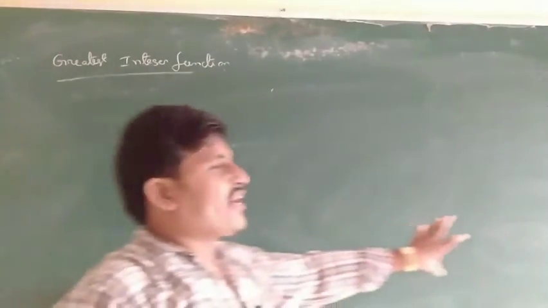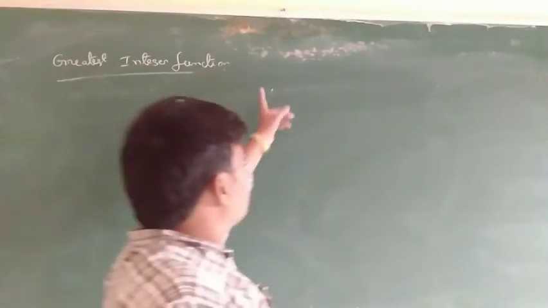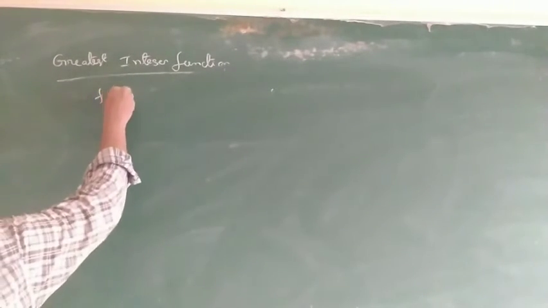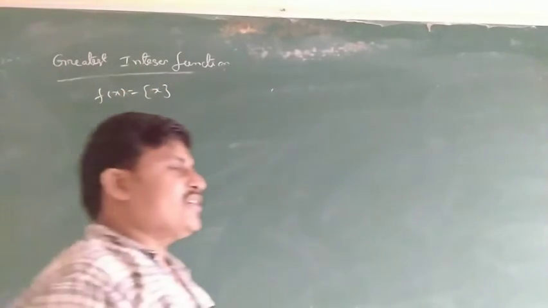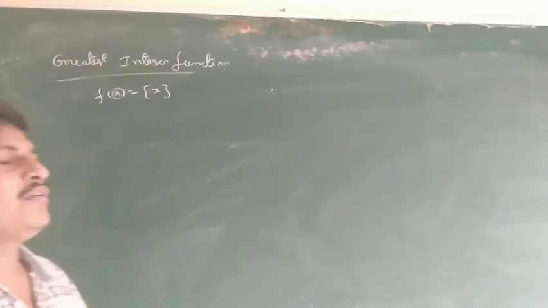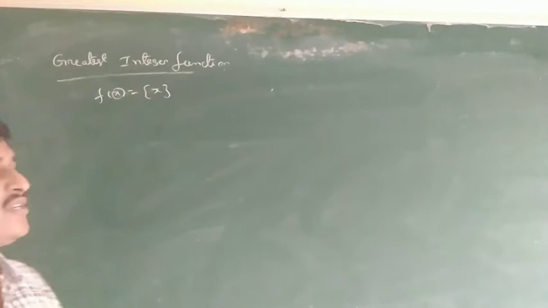In your examination, don't write the explanation, only the definition. What is the definition? If the function f from R to R defined by y equals f of x equals step x is called a greatest integer function. So what is the domain? Domain is the x value. You can take any value. The domain is R because you can take any value.